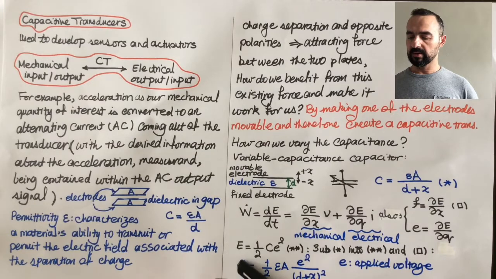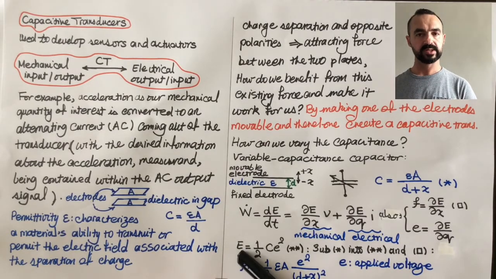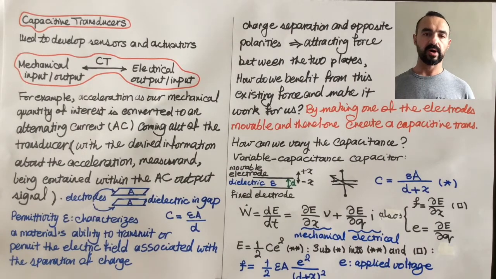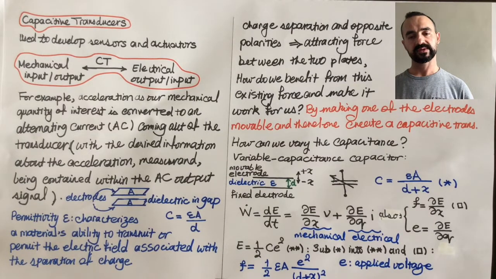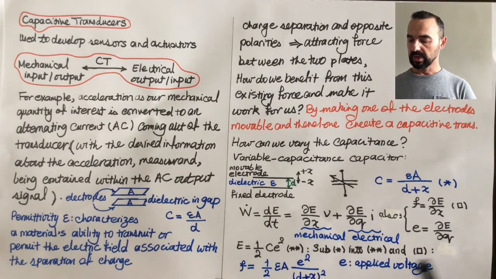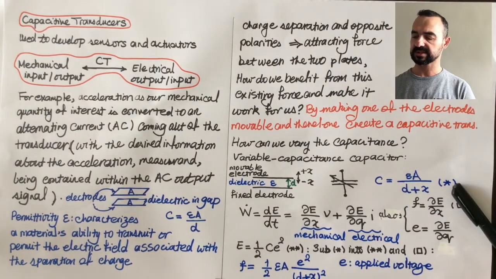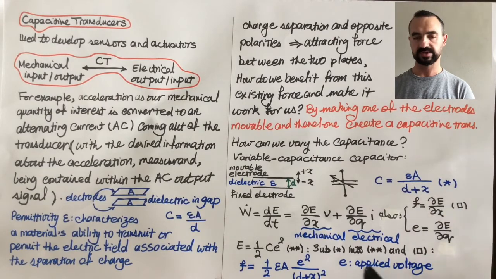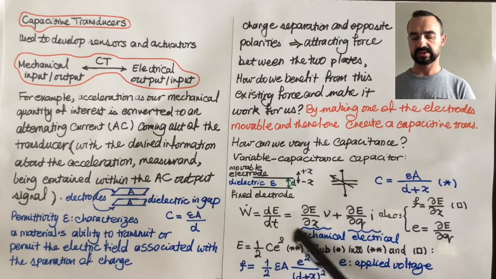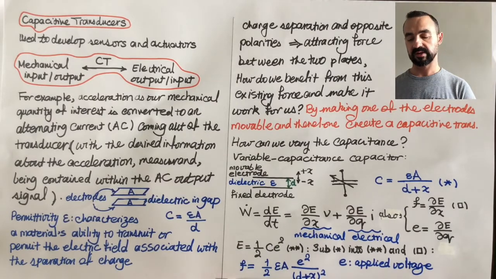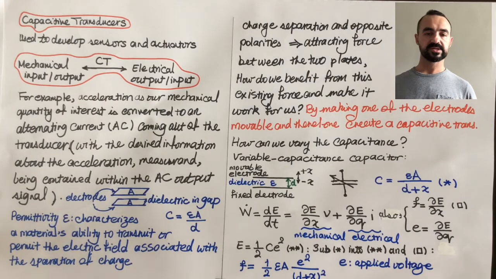All right, so now we also know that for a capacitor, energy is half C E squared, with E being the applied voltage, or the difference in voltage between the two electrodes. Now if you substitute the definition of capacitance into the definition of energy, you can compute the force, right? So we have discussed how we compute the force.